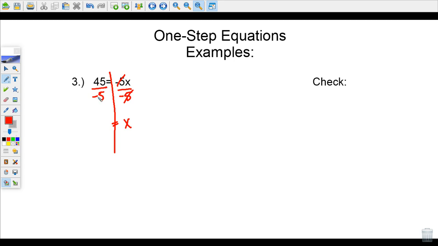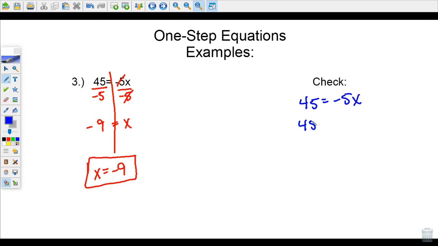All that's left is X. 45 divided by negative 5. Positive divided by negative is negative. 45 divided by 5 is 9. If you want, you can rewrite this with the variable on the left. X equals negative 9. All that's left is to check it. Copy the original equation down. Where I see X, I'm going to put negative 9. So 45 equals negative 5 times negative 9. Again, the parentheses are just to separate it so they don't run together. Drop this 45 down. Negative 5 times negative 9. Negative times negative is positive. 5 times 9 is 45. 45 on both sides. So that verifies this solution is correct.